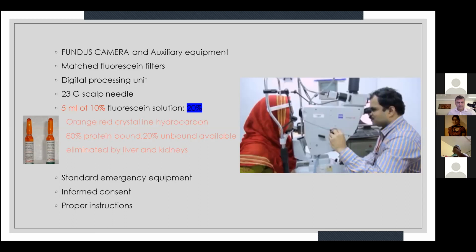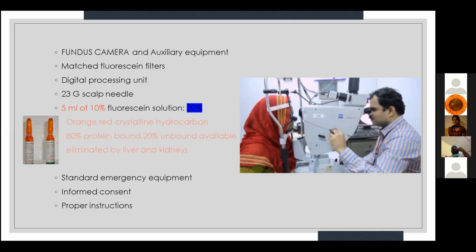Hence, we usually prefer 5 ml of 10%. Why not 3 ml of 25%? There is something called venous dead space which takes up the dye. Hence, what we say is 5 ml of 10% is usually ideal. And it is an orange red crystalline hydrocarbon. 80% is protein bound and 20% is the unbound, which is available for us for the fundus fluorescein angiography.